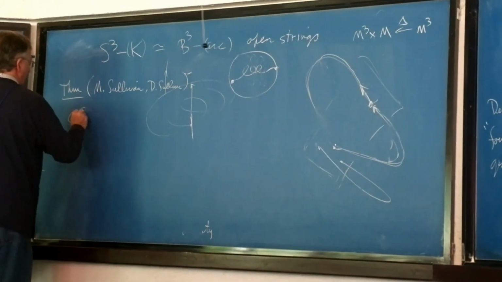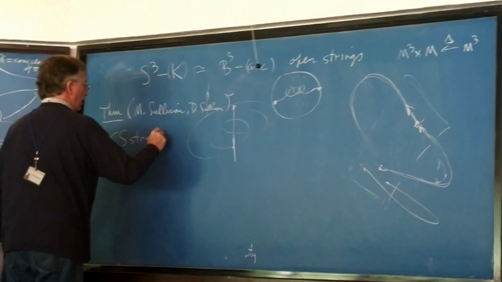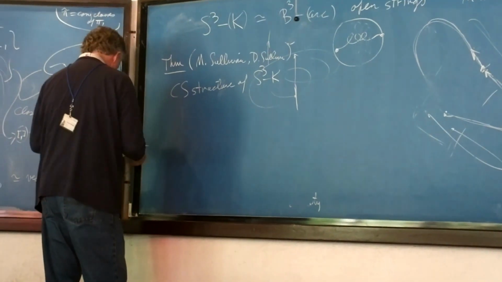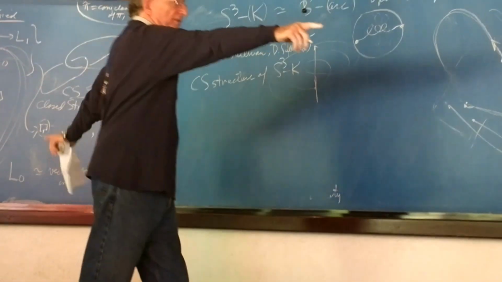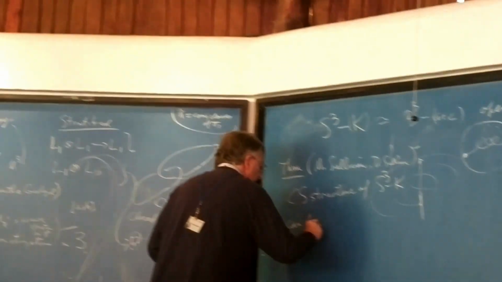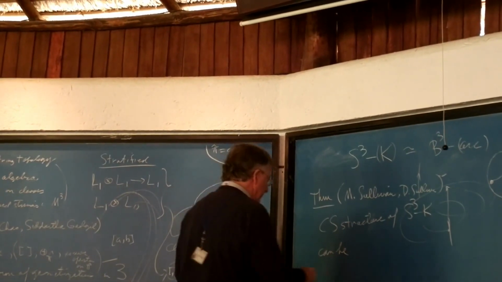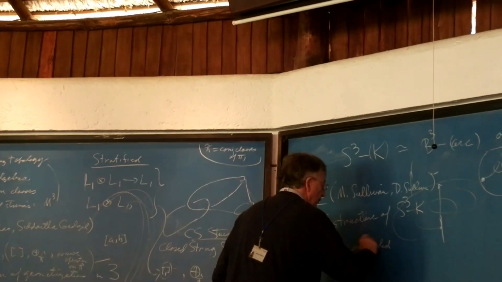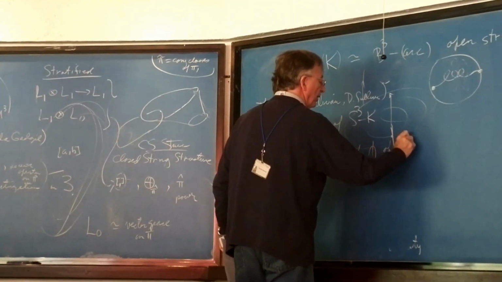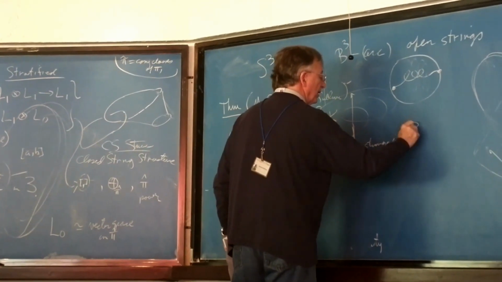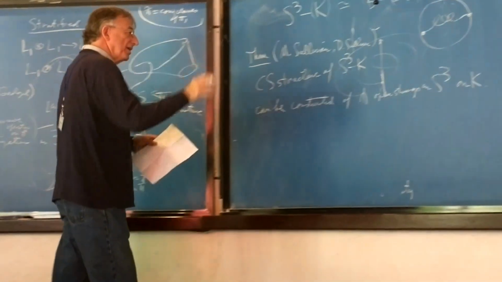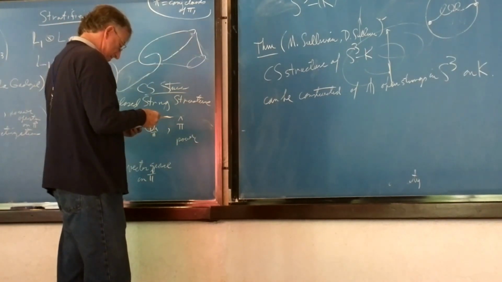This CS structure of S3 minus K, which is this stuff here, which by this theorem determines the form of generalization, can be constructed from the algebraic topology of transverse, in the sense I've described, open strings in S3 on K. So I'm not giving myself the complement, I'm only giving myself the knot in S3, and so on.